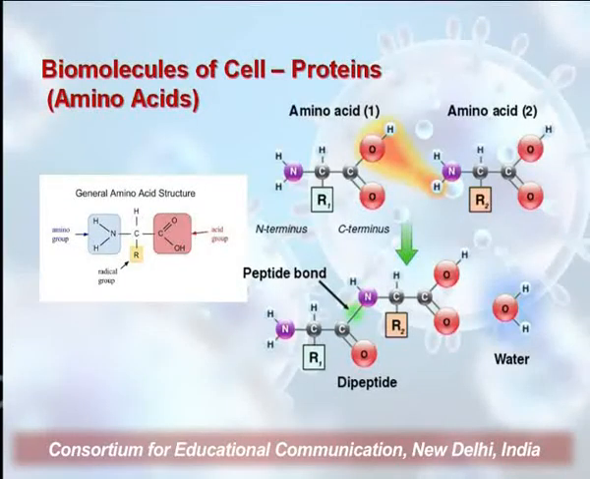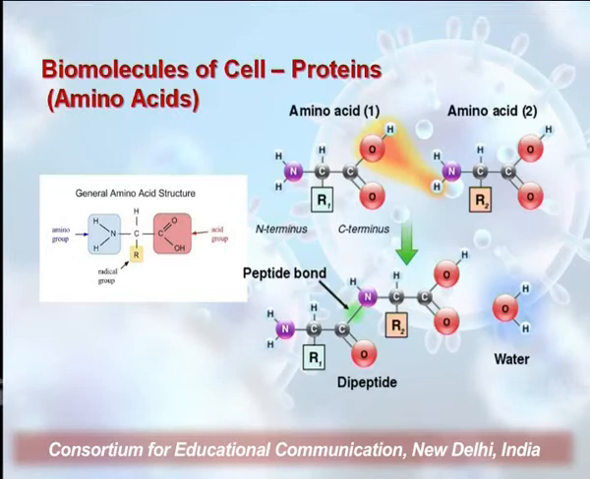Now, the last biomolecule which is present in the body is the proteins. Proteins are basically polymers of amino acids which are attached to one another with the help of peptide bonds. Over here we can see there are two amino acids, amino acid 1 and amino acid 2, which are combined to one another with the help of the peptide bond. So, there is a peptide linkage which takes place over here.